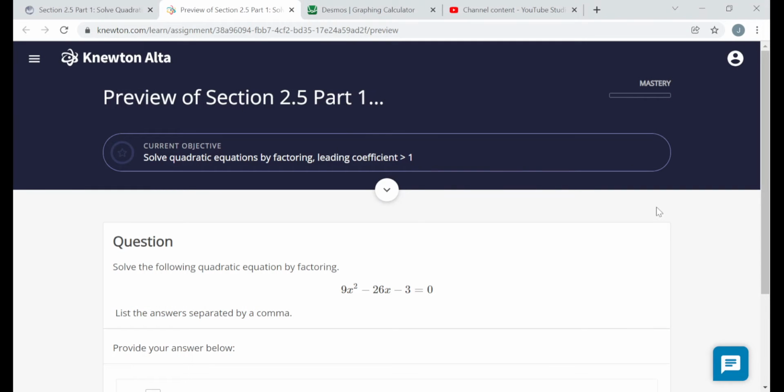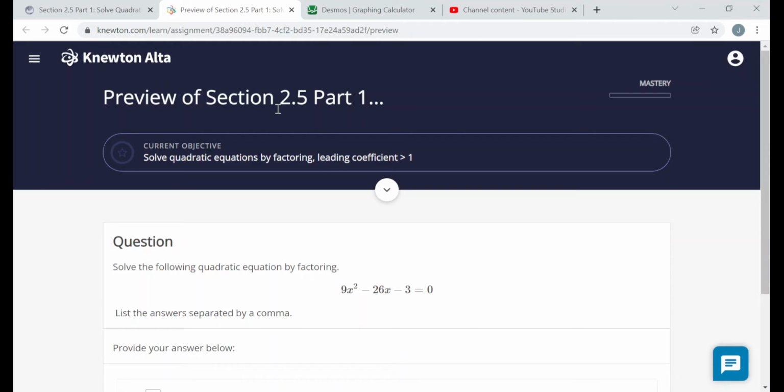In this video, I'm going to be taking you through a preview of the Knewton Alta assignment, as you can see here. Please understand that the questions I see in this video may or may not be the same questions that you see when you work on the assignment yourself. But I'm hoping that the objectives are the same, so the questions should be similar, and watching me do them hopefully helps you in some way when you do them yourself.